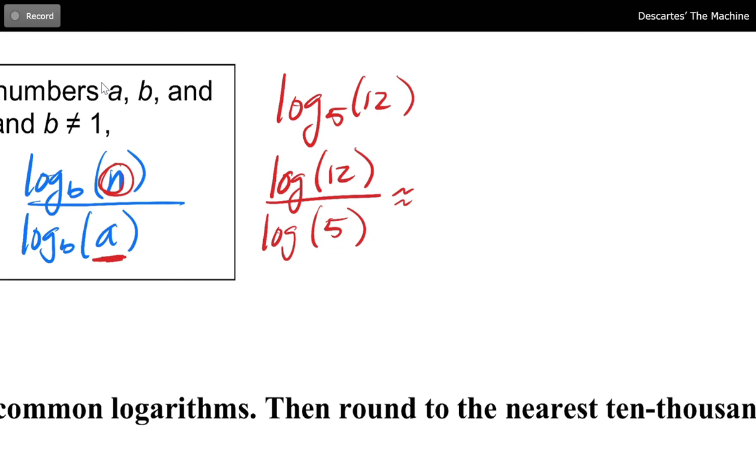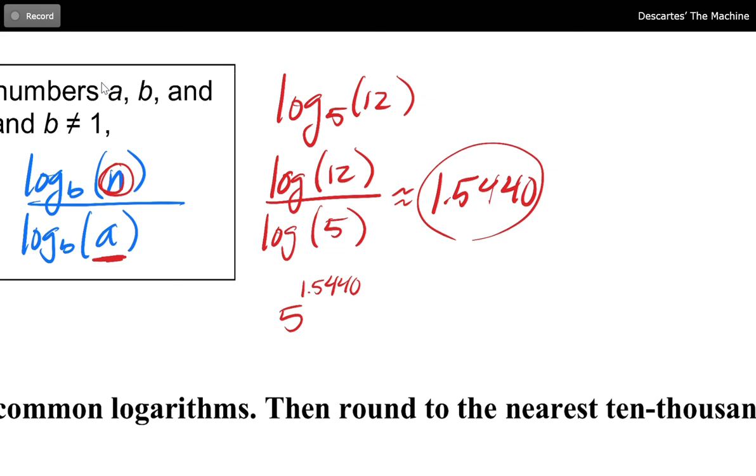So log base 10 of 12 divided by log base 10 of 5. I get an approximate answer of 1.5440. And so that would then be 5 to the 1.5440. That would be what should give me approximately 12 then as the exponent on 5.